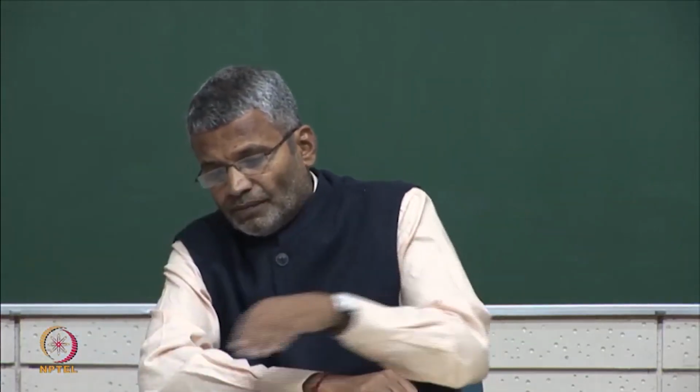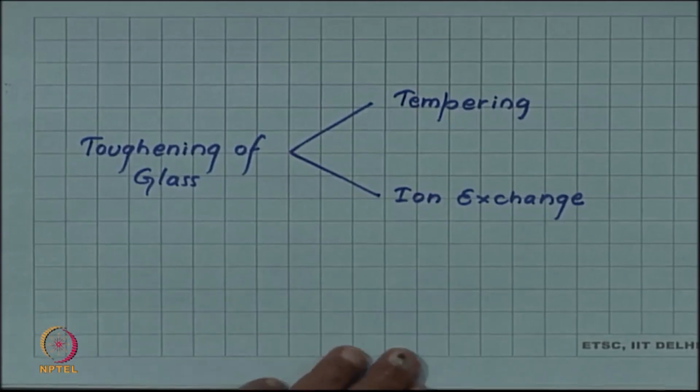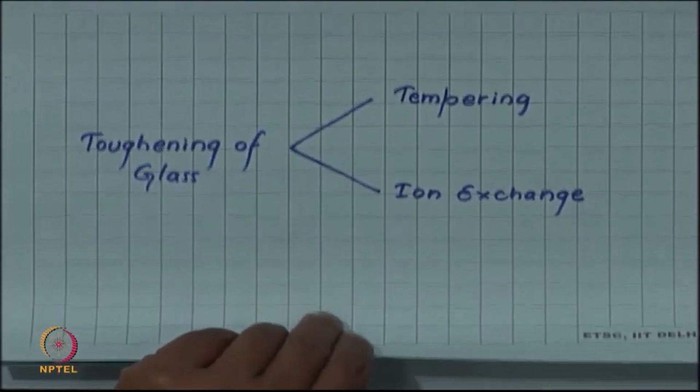Let us consider toughening of glass by ion exchange. We have already considered the process of tempering, which is a physical process for toughening of the glass. Ion exchange is a chemical process.